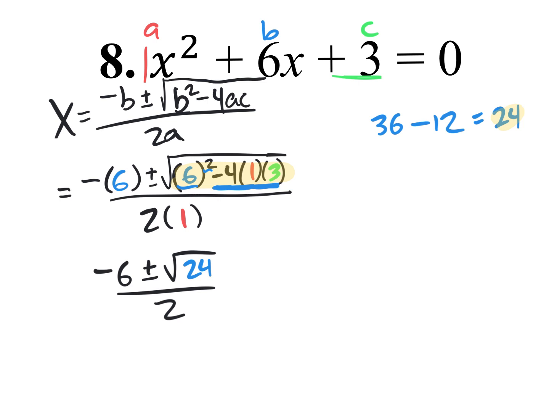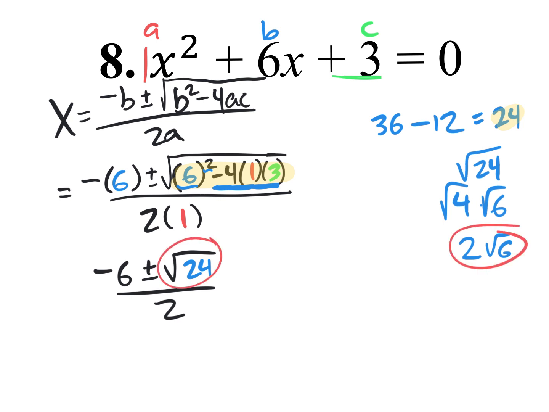Just in case you wanted to learn how to do that by hand, 24 is not a perfect square number, so you rewrite it so you could get a perfect square number, 4 times 6. And then you split the root, and you could actually do the square root of 4, which is 2, and the square root of 6 stays. So we're going to replace the square root of 24 with 2 square root of 6. So here we go. We have negative 6 plus or minus 2 square root of 6, all divided by 2.